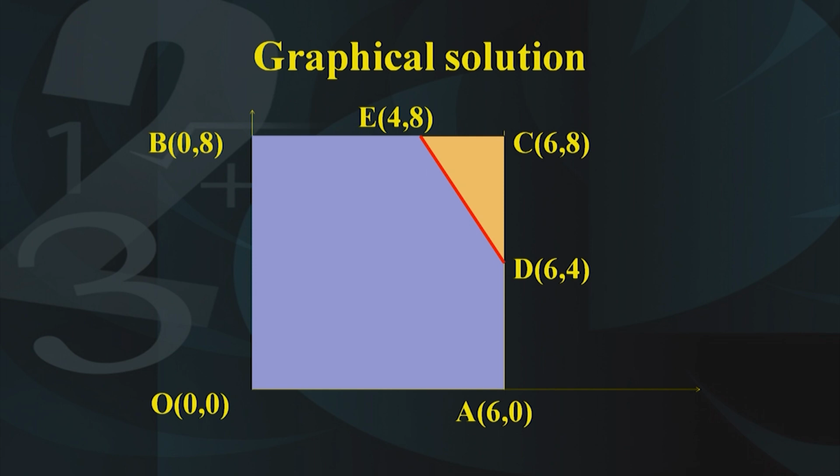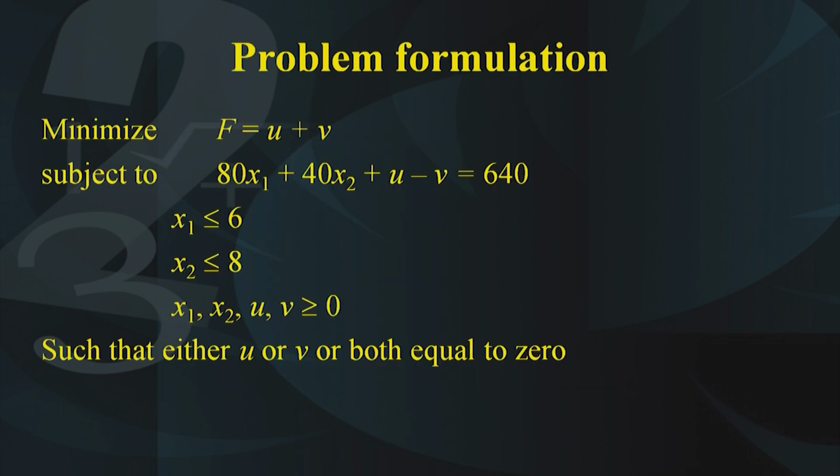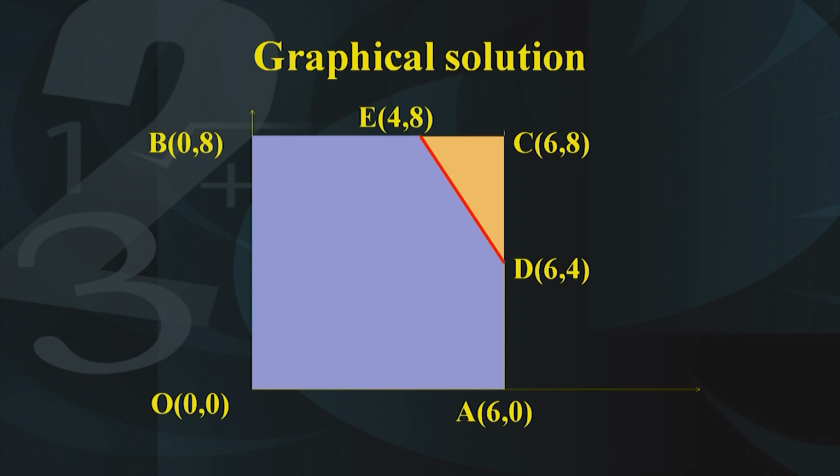And the straight line, the first condition, let me go back, the first constraint 80x1 plus 40x2, for the moment if you ignore u and v, then this is equal to 640. So, 80x1 plus 40x2 is equal to 640 can be plotted as follows. It is shown in the red color in the diagram, which is shown by joining the points D and E.